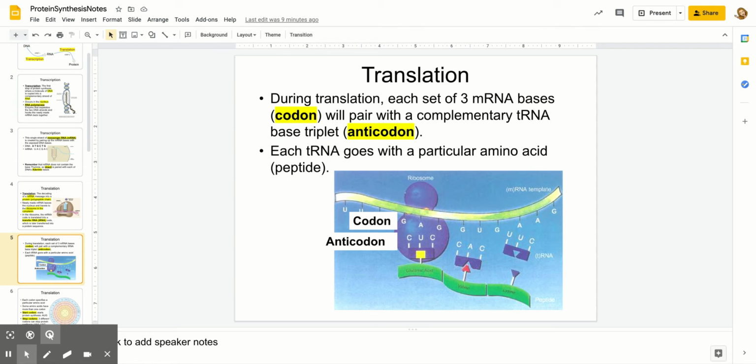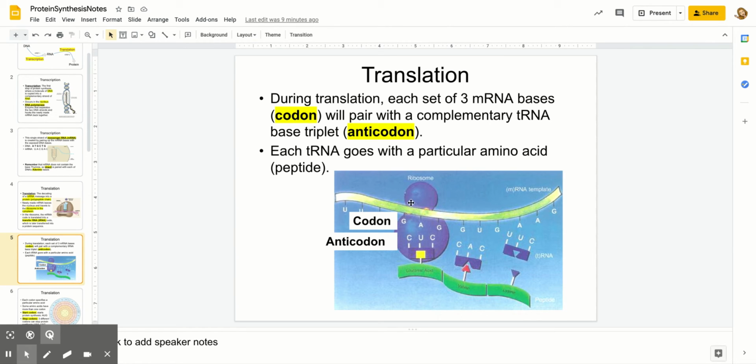During translation, each set of 3 mRNA bases, or a codon, will pair with the complementary tRNA base triplet, or the anticodon. Each tRNA goes with a particular amino acid or a peptide. So remember on the previous slide, we said another word for protein is a polypeptide chain. That's where that gets its name.